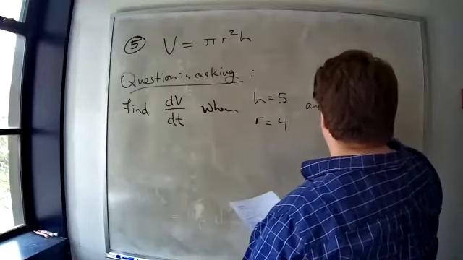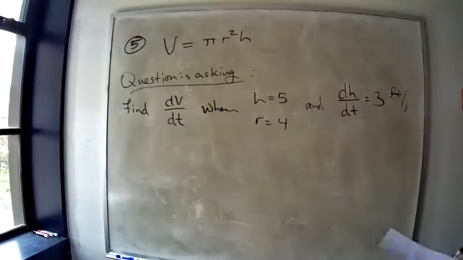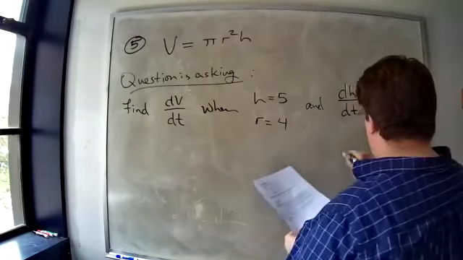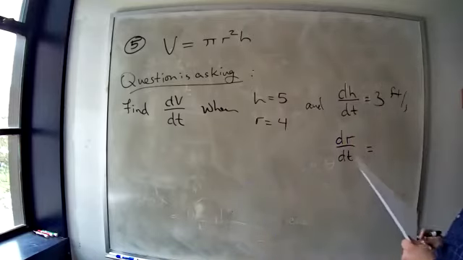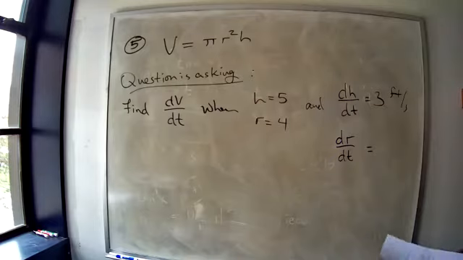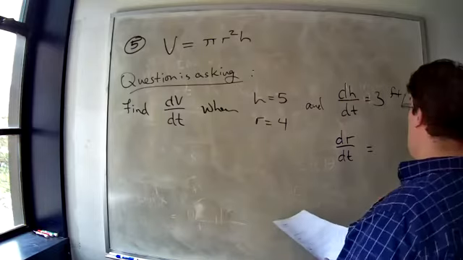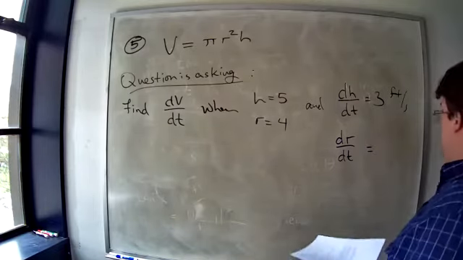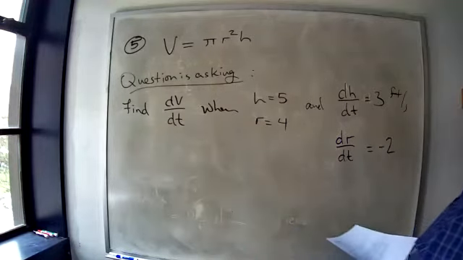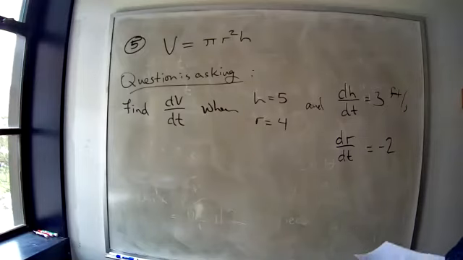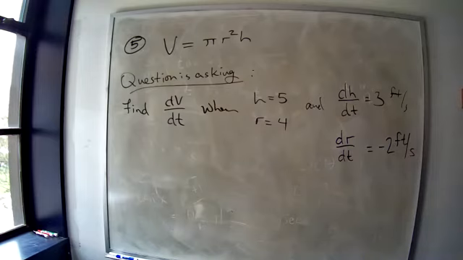So the height is changing at a rate of 3 feet per second. And then it says the radius is decreasing at a rate of 2 feet per second. So as time goes on, the radius is getting smaller. And just like we had an interpretation of negative velocity, we can interpret this as a negative change in the radius length as time changes. So the rate is negative. The radius is getting smaller.